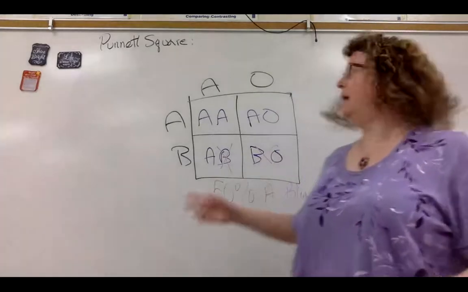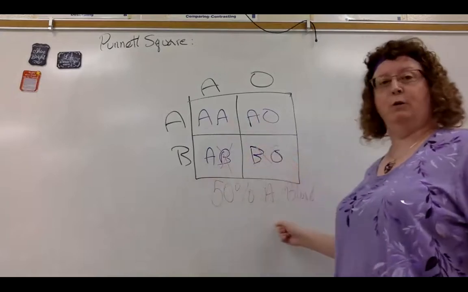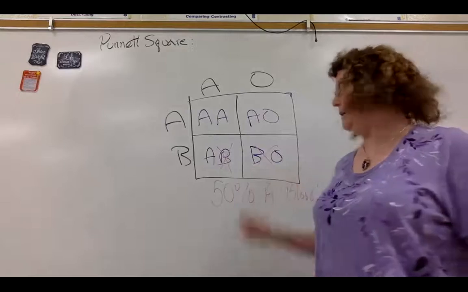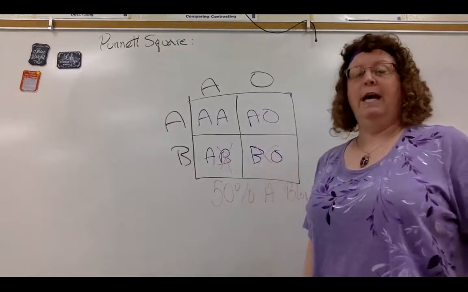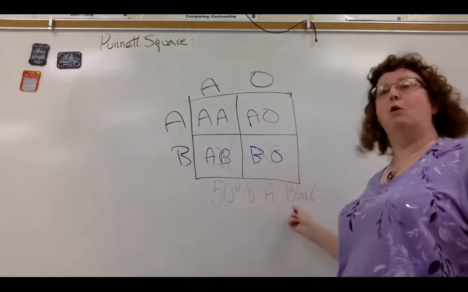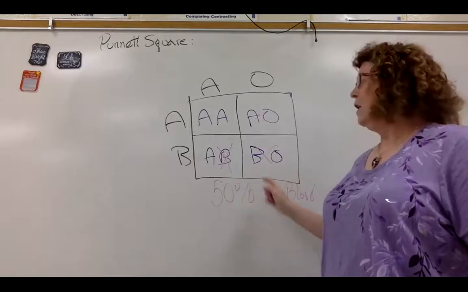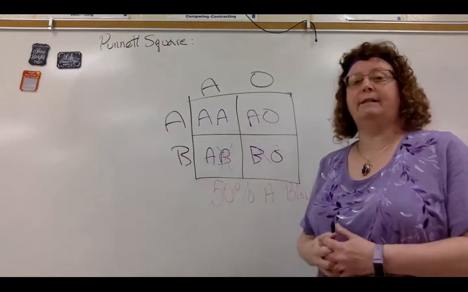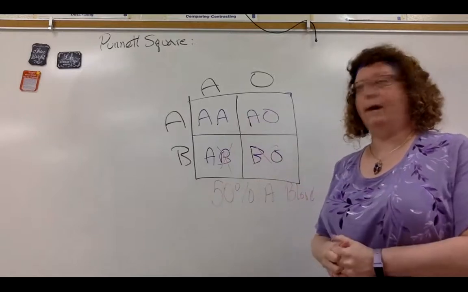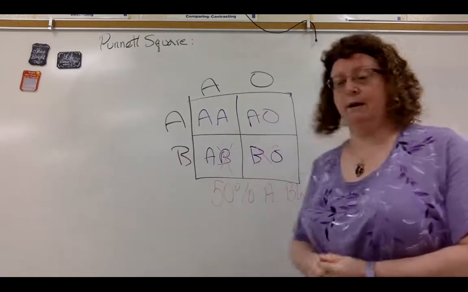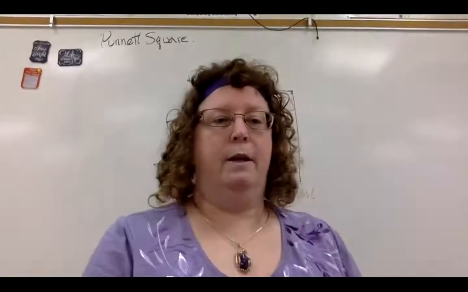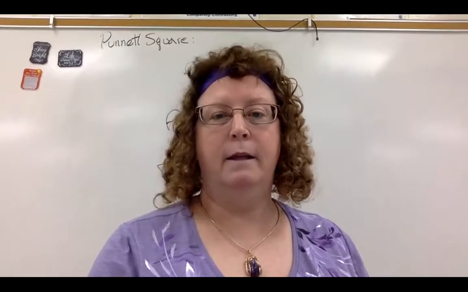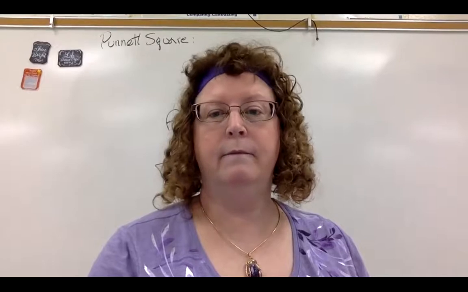Now, does this mean if Seth and Julie have 4 kids, 2 of them are going to be A blood, one of them's going to be AB and one's going to be B blood? No. They could have 4 kids and every single one of them has A blood. These percents in a Punnett square give you the percent chance that your child will be that way. It's not a guarantee. Okay, so let's look at one more slide.